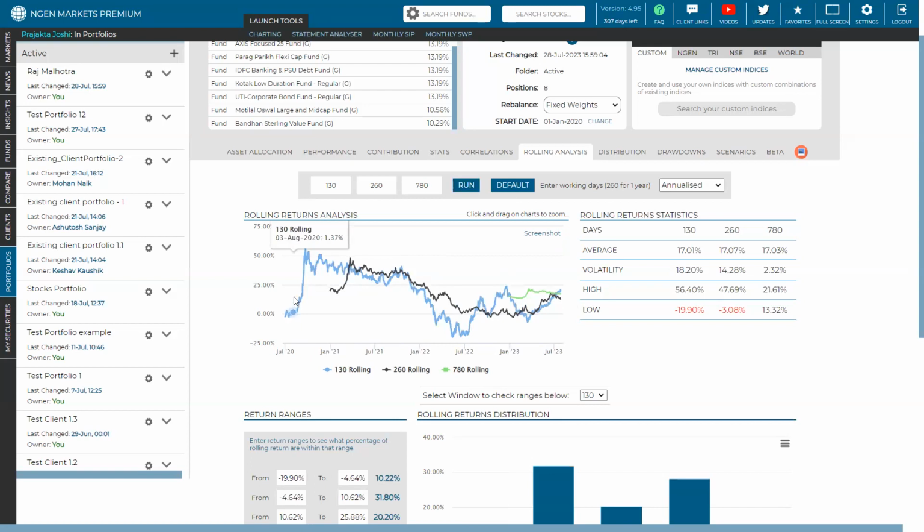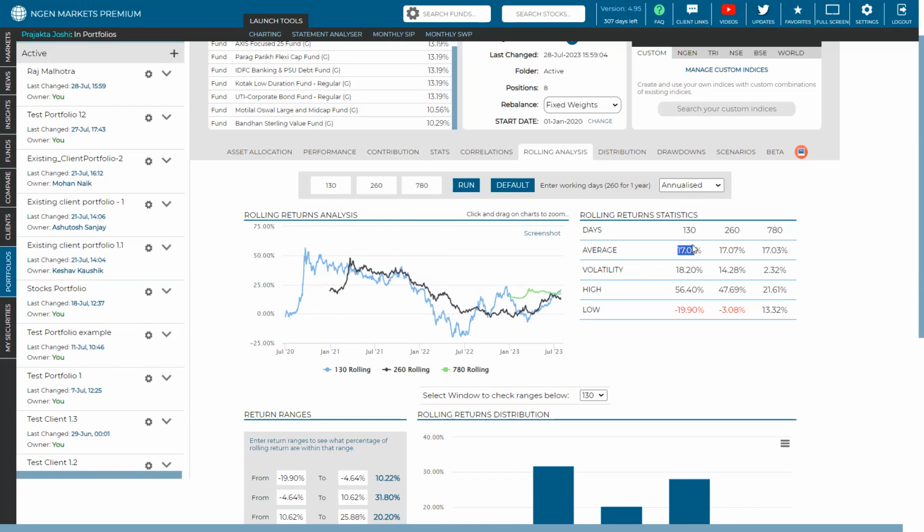So now the blue line that you can see here tells you, if the holding period of this client is 6 months, what would be the returns generated by this portfolio in the entire 3.5-year duration, that means from January 2020 till July of 2023. In this 3.5-year period, if the client had held on to this portfolio for a 6-month period, 130-day period, what would have been the average returns? It would have been 17% annualized returns.